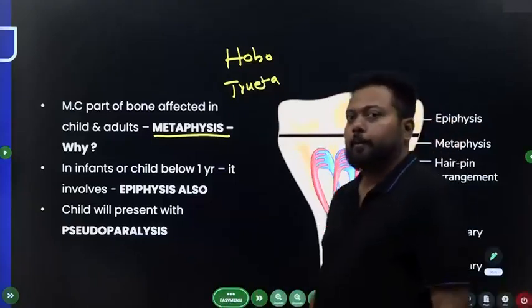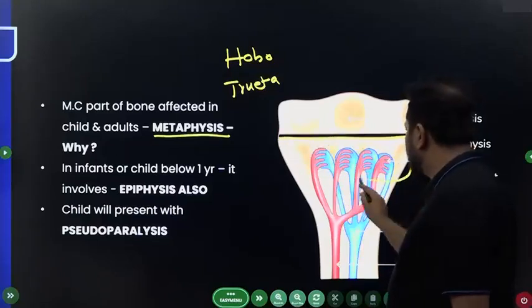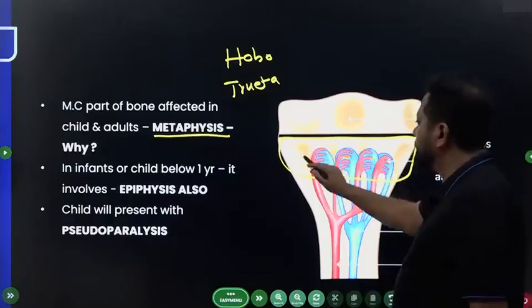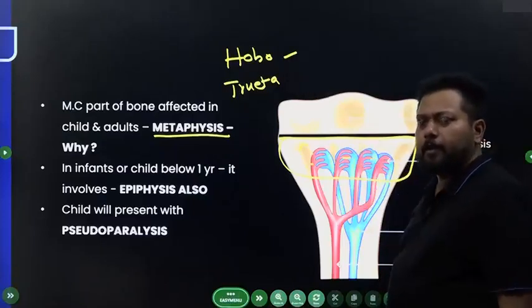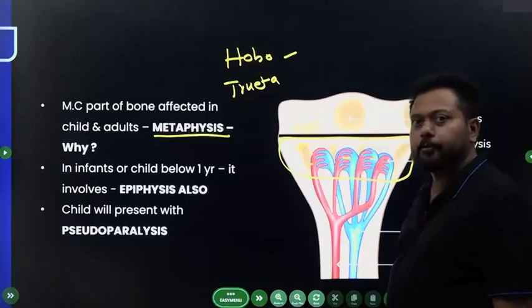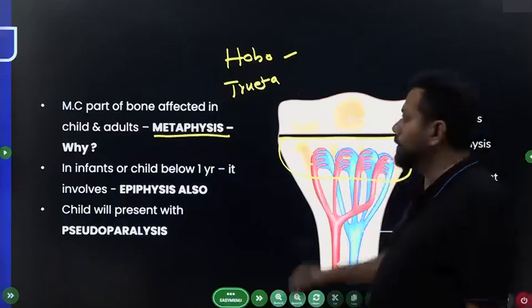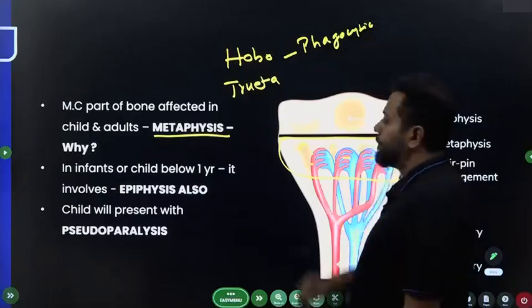What do you mean by Hobo's hypothesis? Normally, this is the epiphysis, this area is the metaphysis. Normally in the metaphysis, phagocytic cells are less, very minimal. So whenever Staphylococcus aureus comes to the metaphysis, it is not being phagocytosed, not being killed by phagocytes. So osteomyelitis is more common in the metaphysis. This is called Hobo's hypothesis, the phagocytic theory.